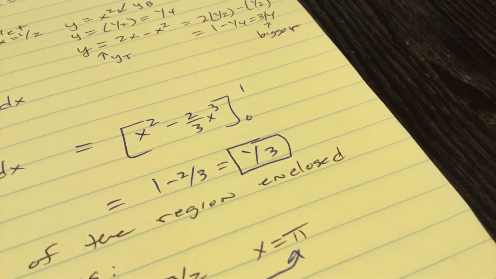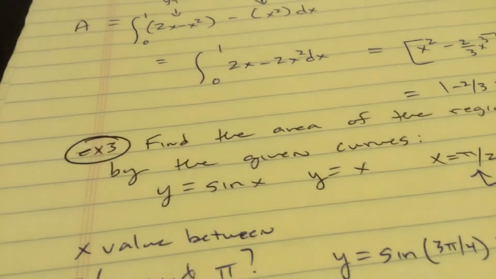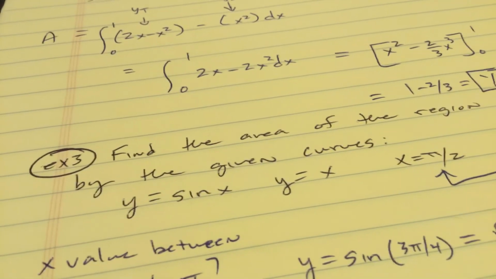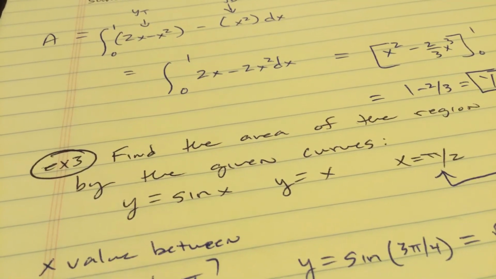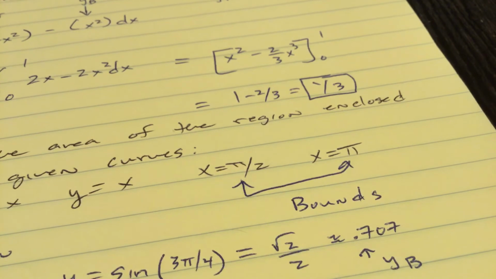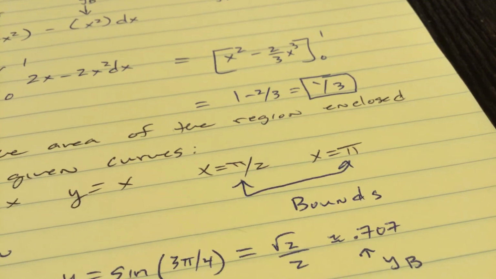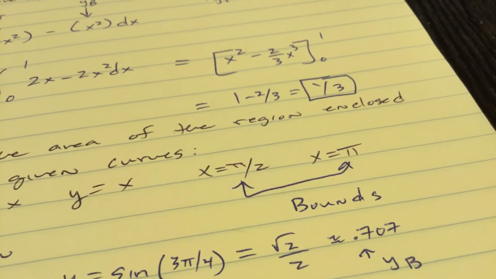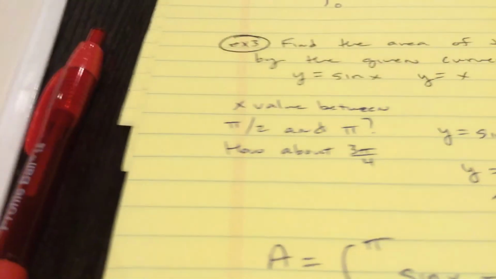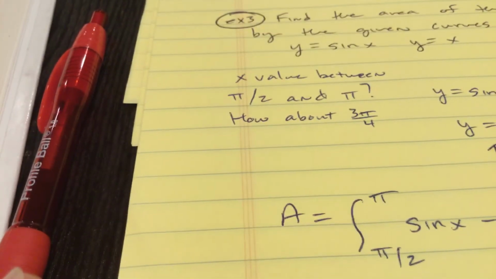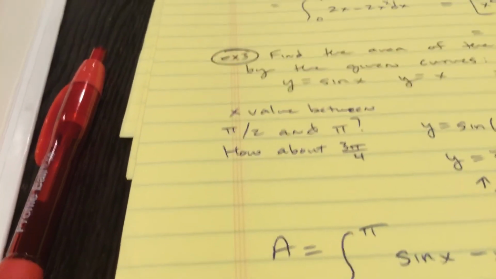Find the area of the region enclosed by the given curves. y equals sine x and y equals x. Now, I've also given you the bounds. So I've said it's bounded on the left by x equals pi over 2, bounded on the right by x equals pi. So I know that the bounds are going to be pi halves to pi.